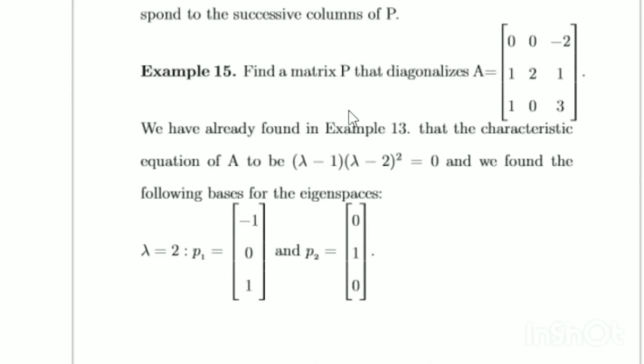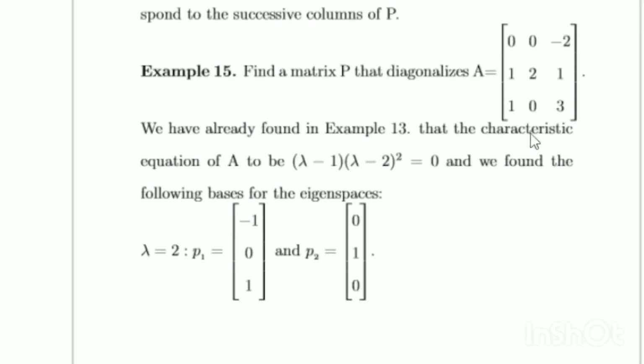Example: find a matrix P that diagonalizes A equal to [0, 0, -2; 1, 2, 1; 1, 0, 3]. For checking the diagonalization process, first of all we have to find our characteristic equation, then eigenvalues, then eigenvectors, and the corresponding vector matrix that will form our P matrix.